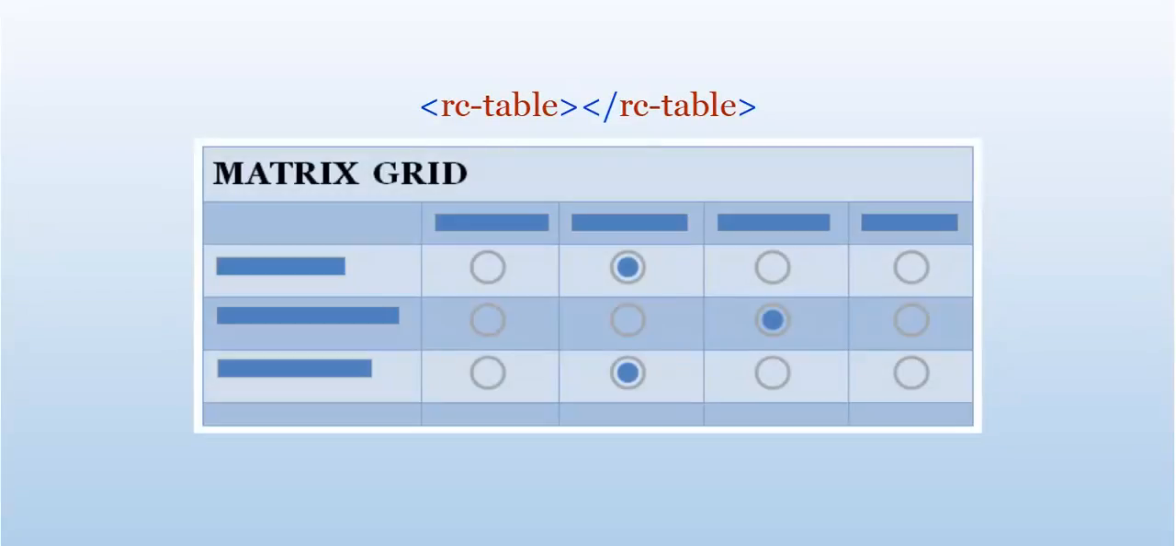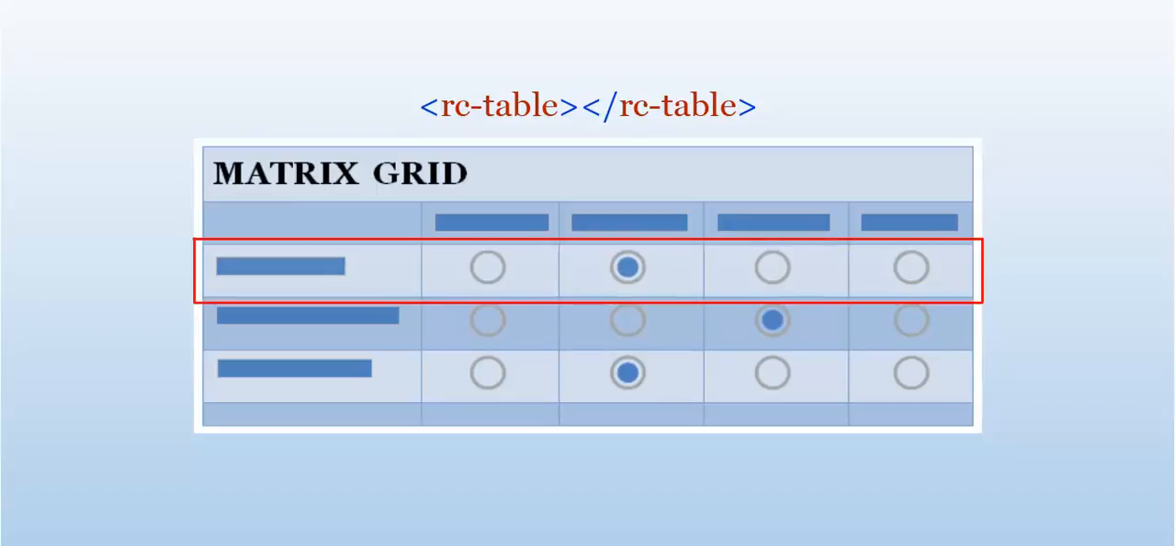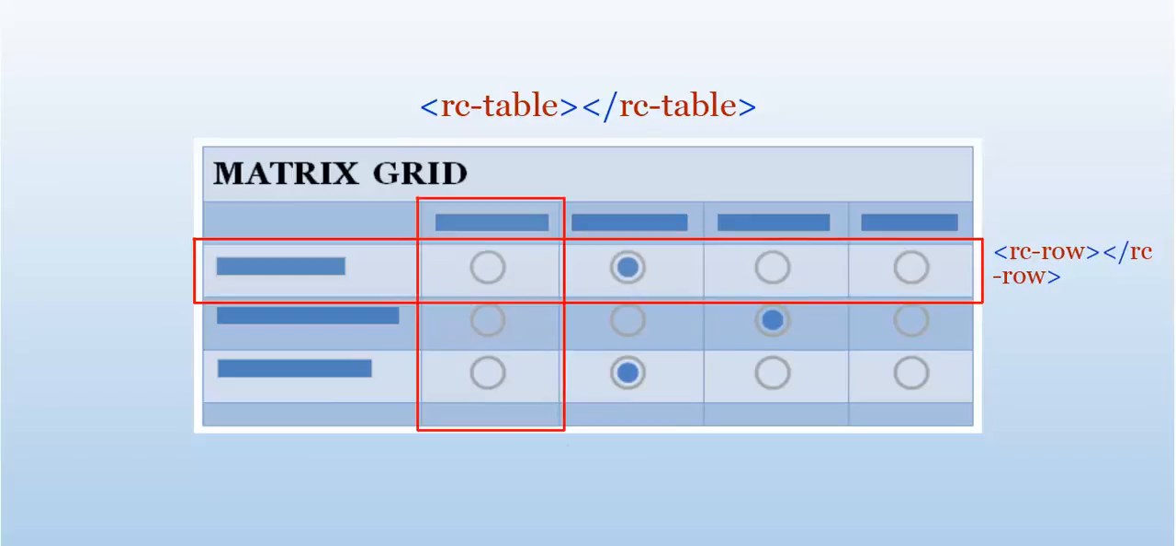In this video tutorial, we will learn how to write the script for RC table. RC table directive is used for implementing grid format questions. Grid is a combination of rows and columns. To implement a row, we can use the RC row directive, which is a child directive of RC table. Similarly, for a column, we can use RC column, which is a child directive of RC row.